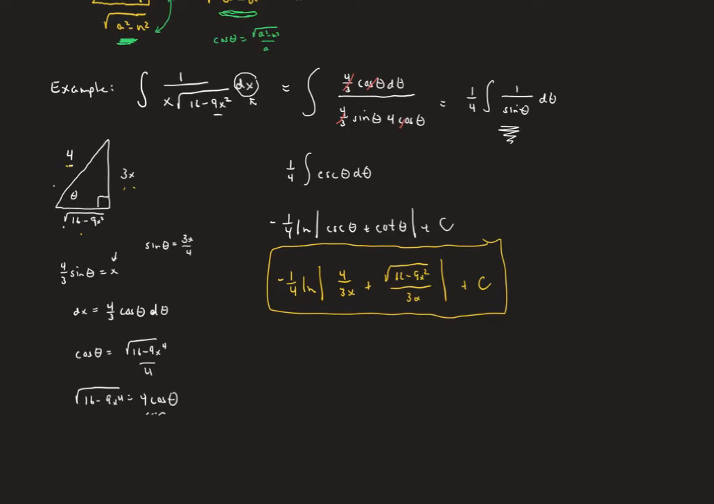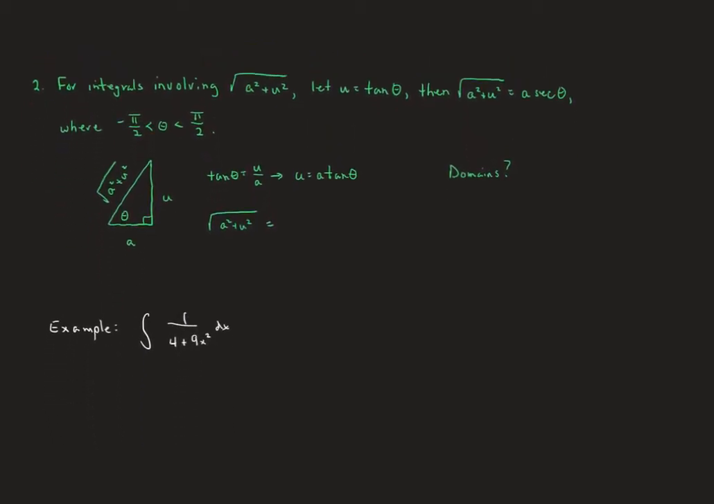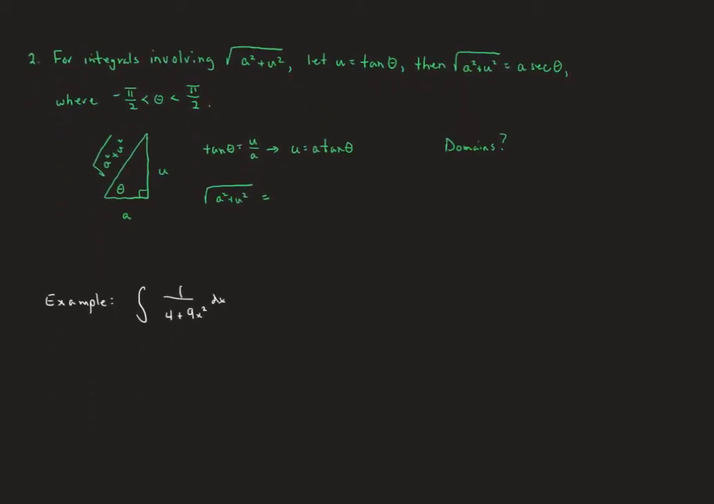So I'm going to go to the next panel, which we'll talk about then our second radical. Let me slide this down. Oh, yep, this is where I want to be. So now we're going to consider the integrals involving the square root of a squared plus u squared.